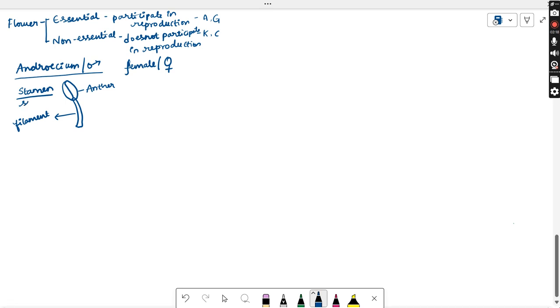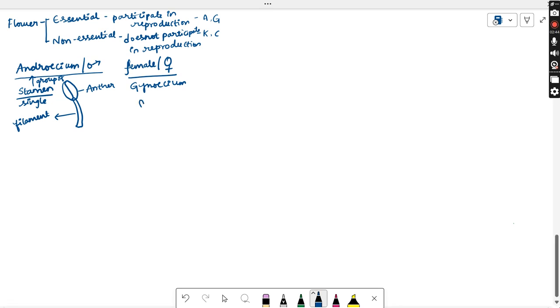So a stamen is a single part in the androecium. The group of stamens forms the androecium. And coming to the female, this is the female reproductive part of the flower, which we call the gynoecium. We have other names for it. We also call it the pistil or carpel. So what is meant by this?